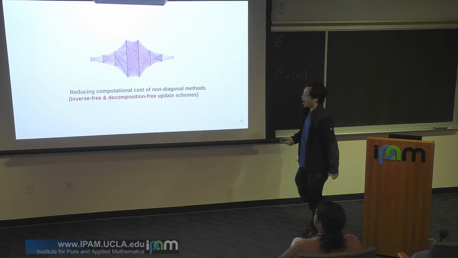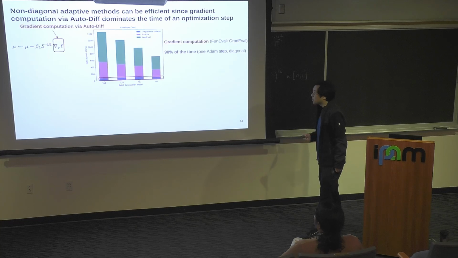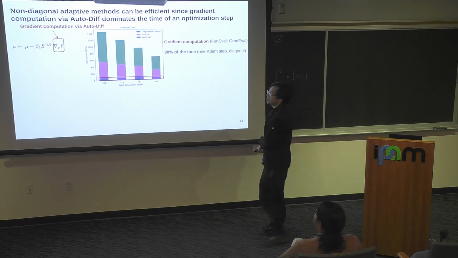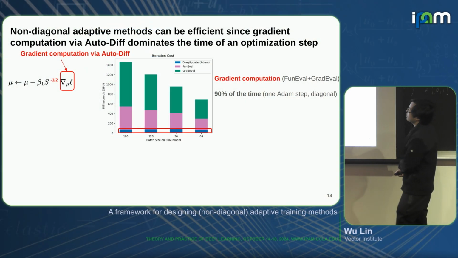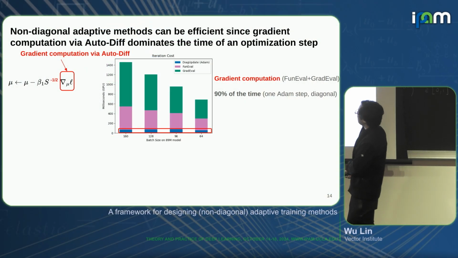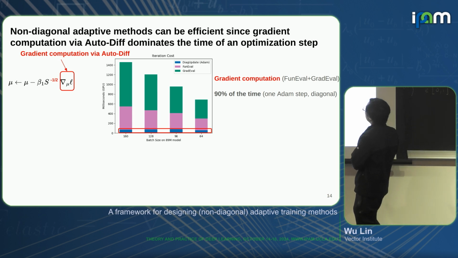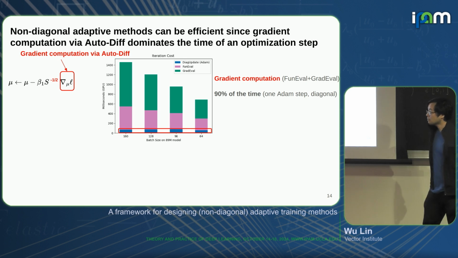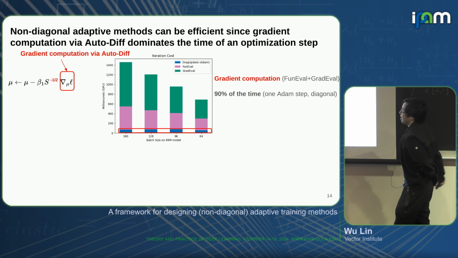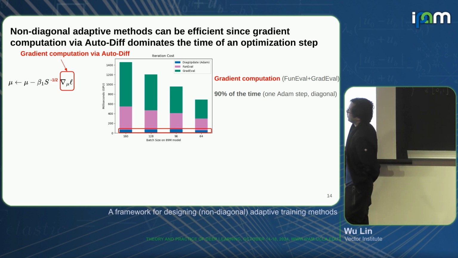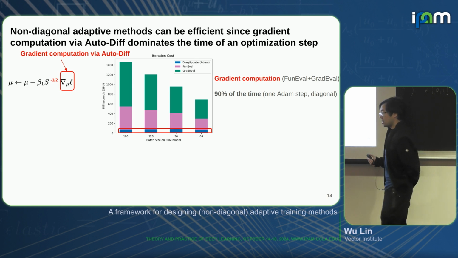Okay, so let's talk about how we can reduce the computational cost for non-diagonal methods. Now let's look at this figure. As you can see, gradient computation dominates the time of the optimizing step. In fact, gradient computation takes 90% of the time when we perform an Adam step on very large models. And this is because we're using automatic differentiation to compute the gradient, and automatic differentiation is not for free.